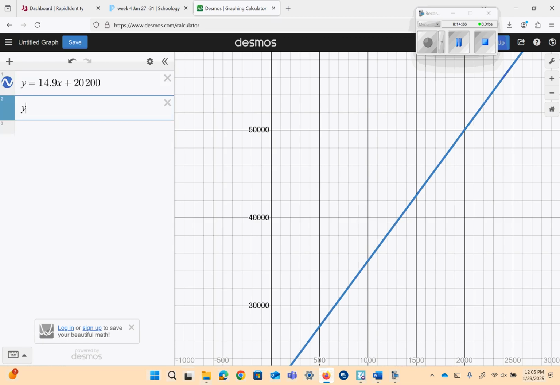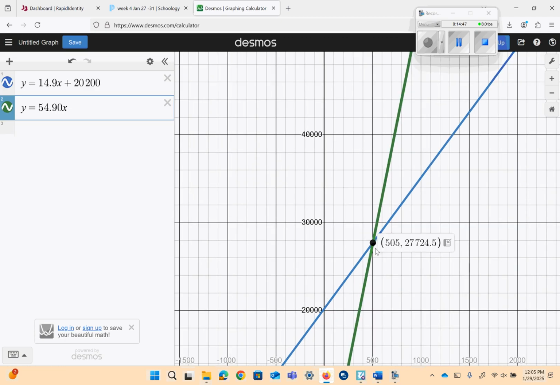And then y equals 54.90x. All right. That's where those 2 intersect each other. Click it. So once you have sold 505 items, that's your break-even. If you've sold 506, you will make a profit. If you sell 504, you are not making a profit.